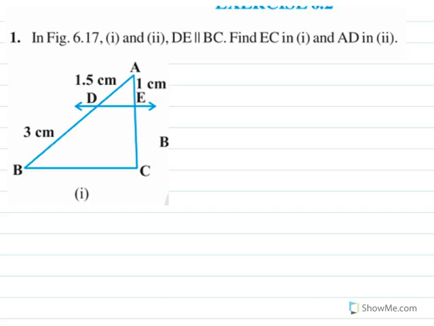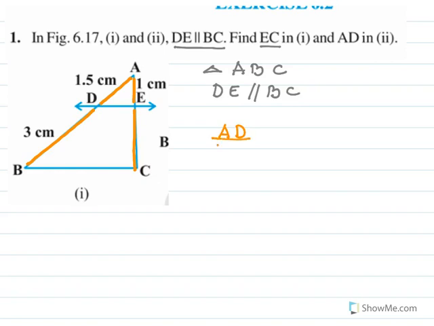In the figure, DE is parallel to BC. Find EC. So we have triangle ABC and DE is parallel to BC. Hence we can say AD over DB equal to AE over EC. So we have AD over DB equal to AE over EC.